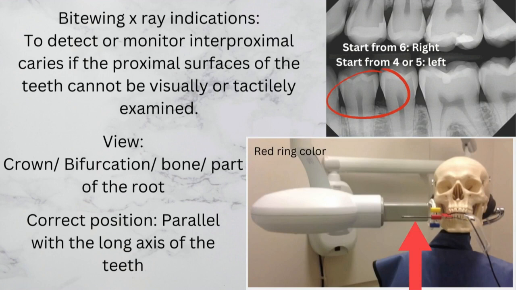And how you can place it should be parallel with the long axis of the teeth. So your line should be parallel with the long axis of the teeth, and the color for Bitewing is a red ring color. Now, in order to differentiate whether this is a right side or left side, if the Bitewing X-ray started from 6, which is the lower first molar, then it is right side. If it is the opposite way around, then it's the left side.